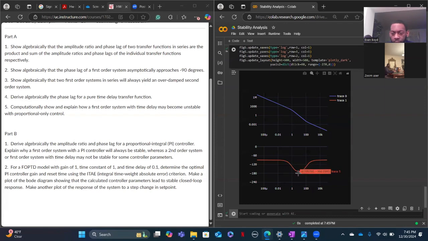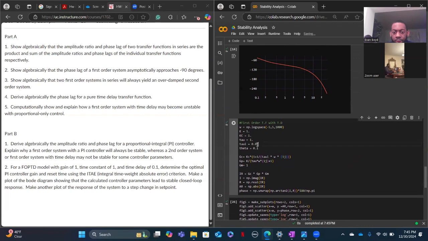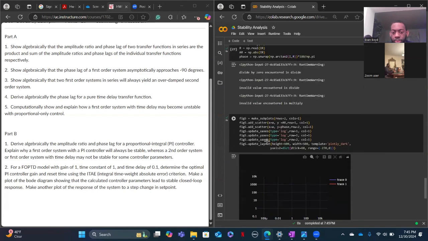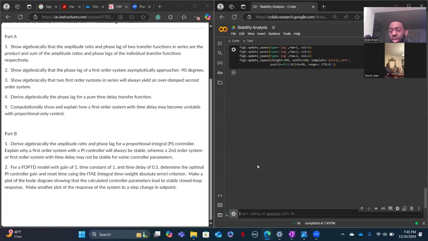We get closer, but it doesn't really change. And we can also change the tau I. So we make our tau I bigger. We do just 0.1 instead of 0.01. Oh, I meant one. I accidentally put zero for tau I.